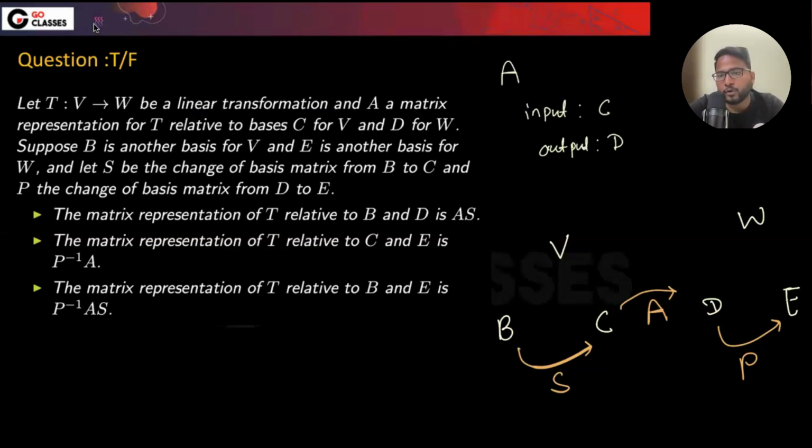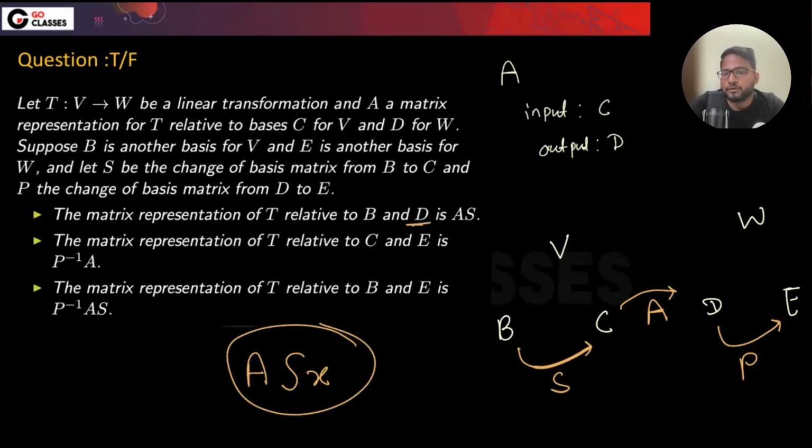So you want to go from B to D. The given vector is in B, right? So if the given vector is in capital B, you will multiply by S, so that it gets you to capital C. And then from capital C to capital D, you will multiply by A. Then finally you have capital D. It seems true. Actually, it is true. So this option A is true.